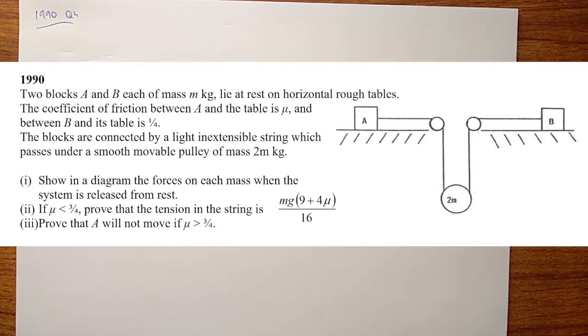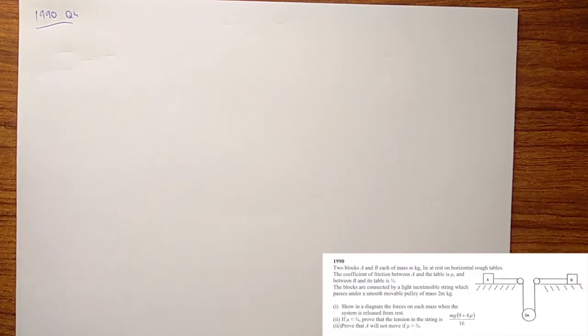Well, if you look at the third part of the question, you'll get a hint. Prove that A won't move if mu is greater than 3/4. So what we'll probably find is that mu at 3/4 is the point at which A can move or not move, where there's enough friction to stop A moving or letting it go. You can try this very quickly by subbing mu into that equation for tension, mg factor of 9 plus 4mu, and you'll find out that the tension will equal 3/4 mg. But if not, it's a fairly solid guess that the system is going to be moving.